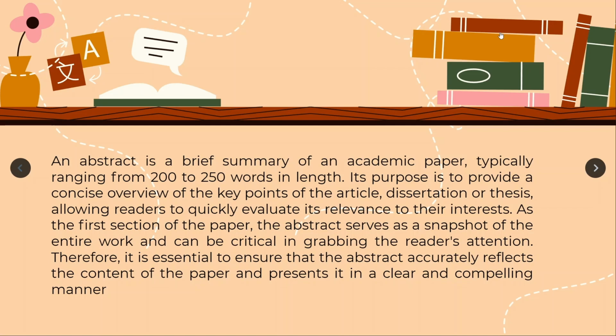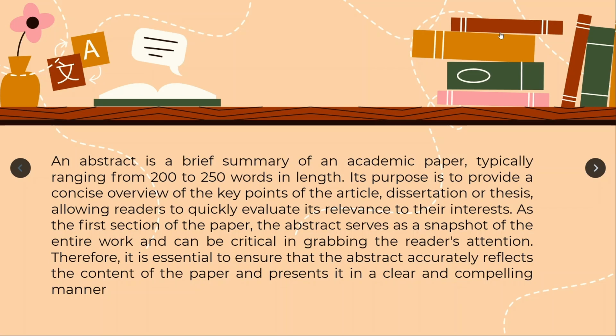So an abstract is a brief summary of an academic paper, typically ranging from 200 to 250 words in length. So here I stress it's a summary, and usually it's one block paragraph. Don't write two paragraphs. One of the problems I see most students do sometimes is they split it into paragraphs. No, that's not the way to do it. Its purpose is to provide a concise overview of the key points of the article, dissertation, or thesis, allowing readers to quickly evaluate its relevance to their interest.